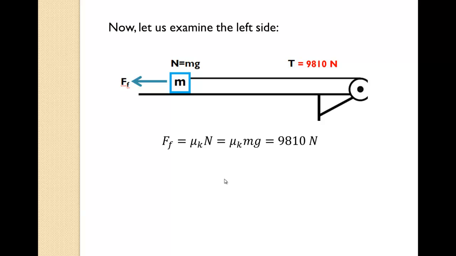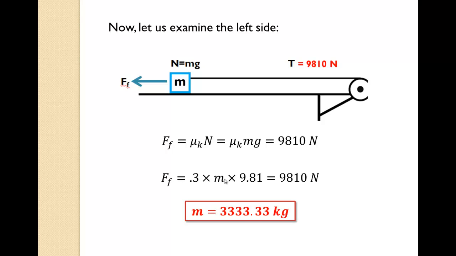So if we look at the force of friction, again, we're going to set that equal to the coefficient of friction times the normal force. Or in this case, since it's flat, we have the coefficient of friction times the little mass times the acceleration due to gravity. So if we plug in some of the numbers, we get 0.3 times the small mass times 9.81 equals 9,810 newtons. Solving for m, we get an m value of 3,333.33 kilograms.